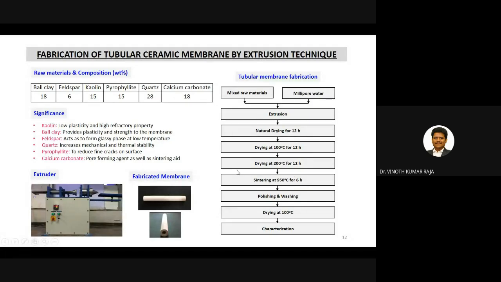This sintering temperature we arrived at by studying the effect of various sintering temperatures, and we chose 950 degrees centigrade, which is lower compared to the earlier studies we have seen in the literature. The sintered membrane was polished, washed, and ultrasonicated in order to remove loose particles stuck on the membrane surface. And finally, the membrane was again dried at 100 degrees centigrade for further characterization.